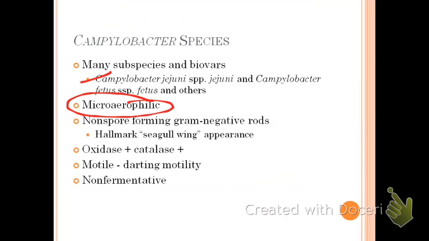One of the most important hallmarks is the seagull wing appearance, or morphology, of these organisms. They are positive for the oxidase test and catalase test, and the motility is described as darting motility. These organisms are non-fermentative, which means that they are not able to ferment any sugar.